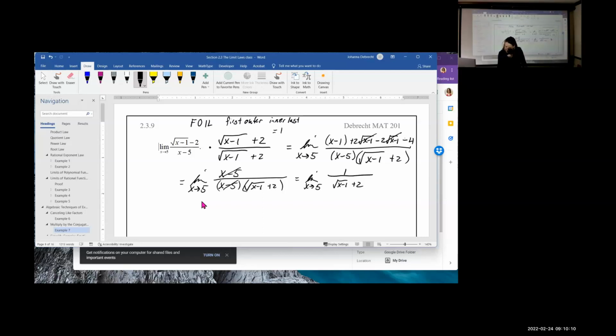So now we're going to plug in the number again. So we get 1 over the square root of 5 minus 1 plus 2, which gives us 1 over the radical of 4 plus 2. The radical of 4 is always a positive 2. So you get 1 over 2 plus 2, which is 1/4.